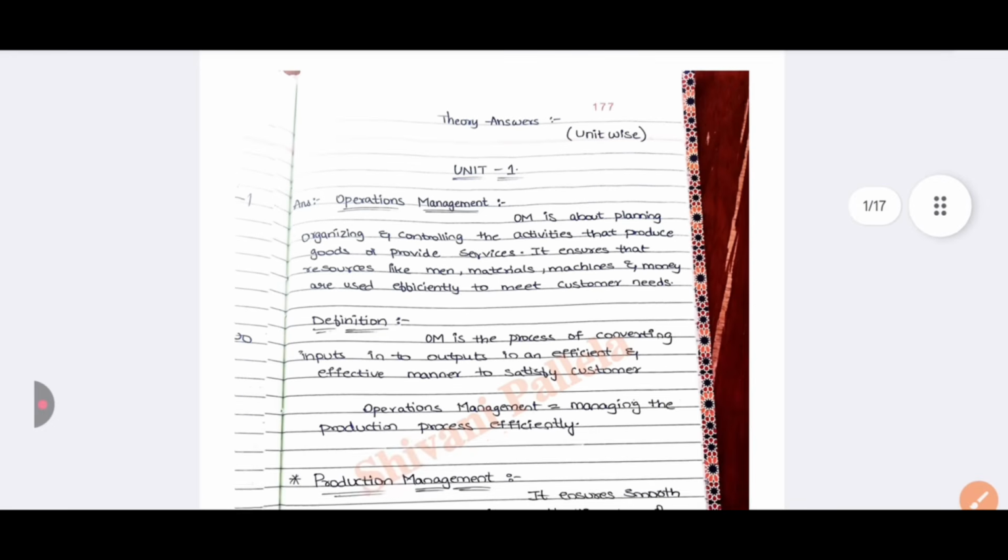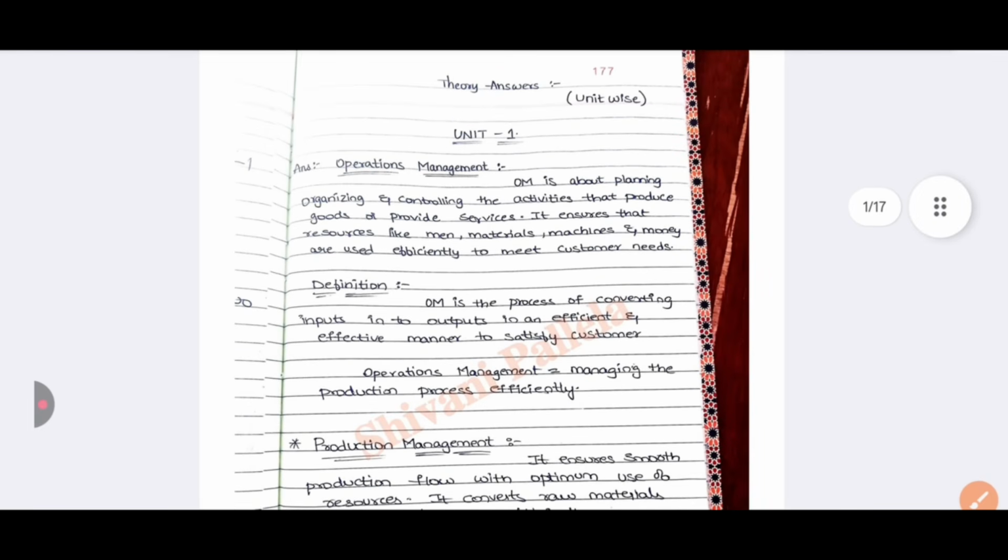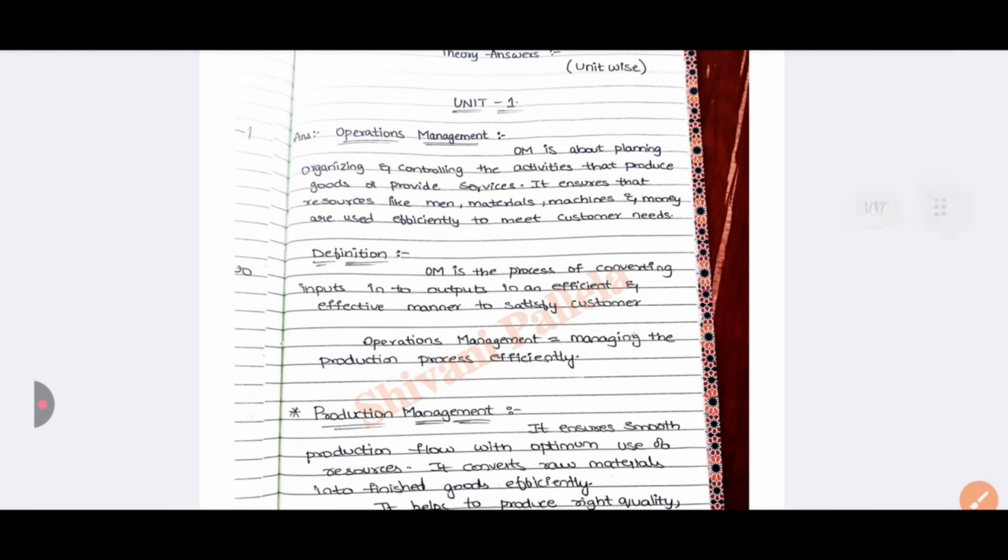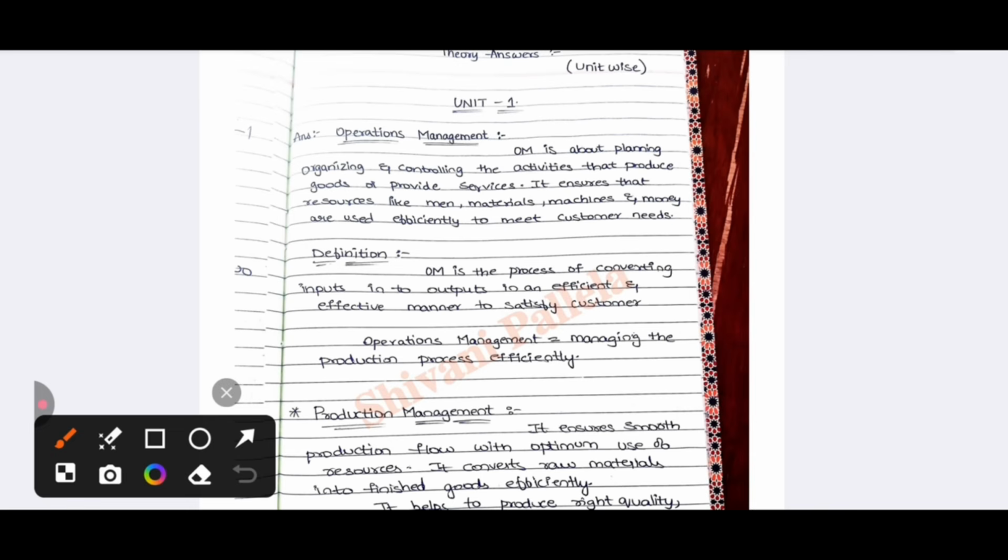In the third chapter, better you learn the problematic of job sequencing. Clear students? So without getting late, we are discussing the first unit theory answer. From the first unit, the compulsory question is about operations management. First you need to understand what is meant by operations management.